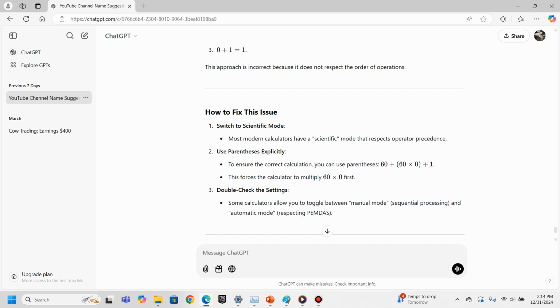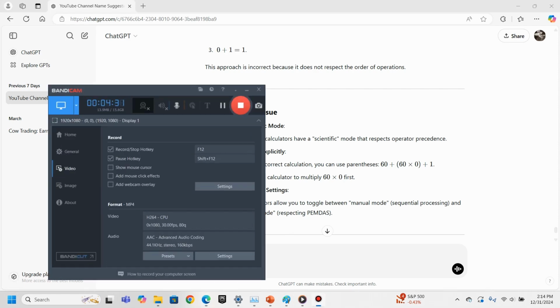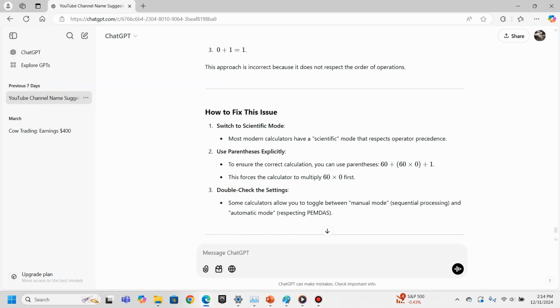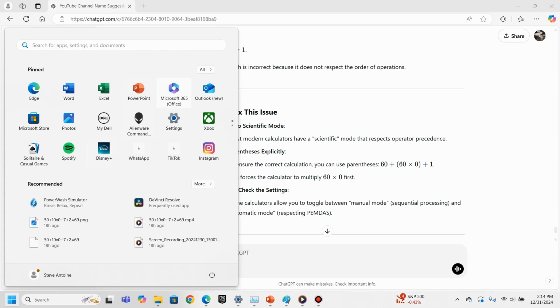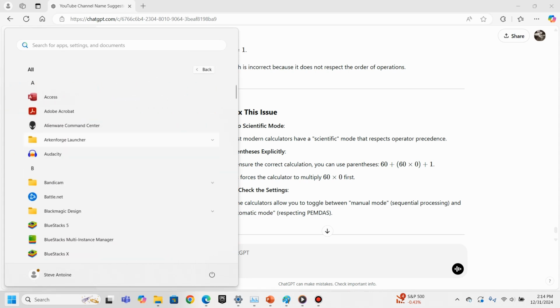Now, how to fix the issue? ChatGPT suggests you switch to scientific mode. Now, that's easier said than done. If you have a little cheap dollar store calculator from the Dollar Tree, you can't do anything to switch that to scientific mode. Now, if you have a Windows computer, and I'm going to show it to you guys, I'm actually going to show that to you right now. I'm going to open up my calculator app.